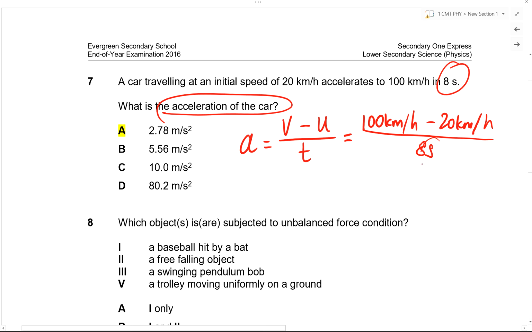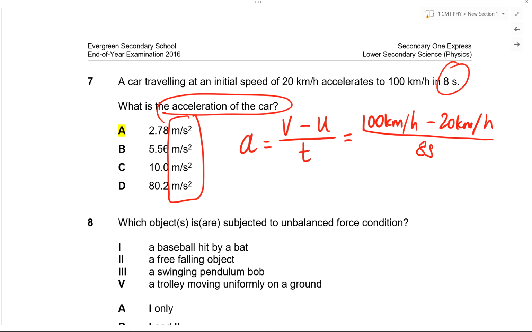So which one is correct? Should I be using seconds? How do we decide? Some of you are going to say, hey, I can use seconds, but I change the speed. Some of you may say, I use kilometers per hour, but I change the seconds to hours. So which one is correct? And how do we decide? Look at the options in the answers. All these are in meters per square seconds. Therefore, we need to change all our units to meters and seconds.